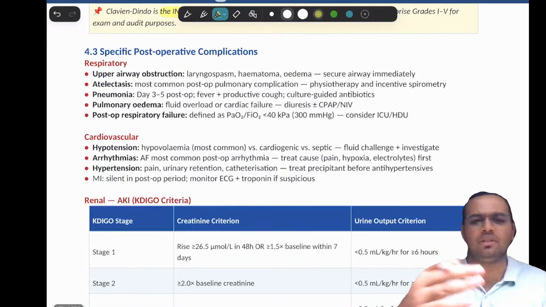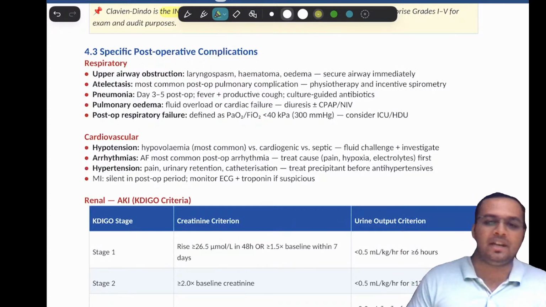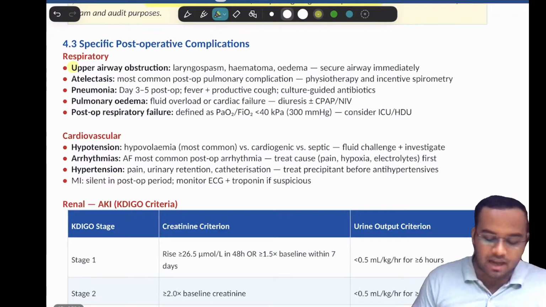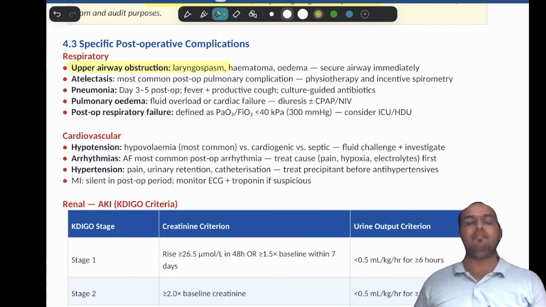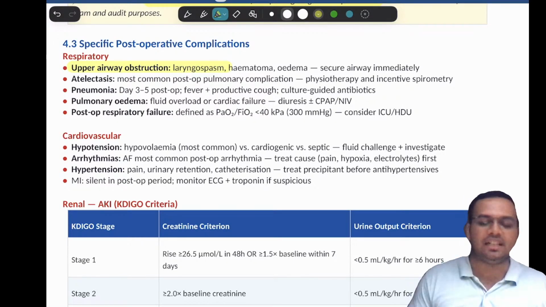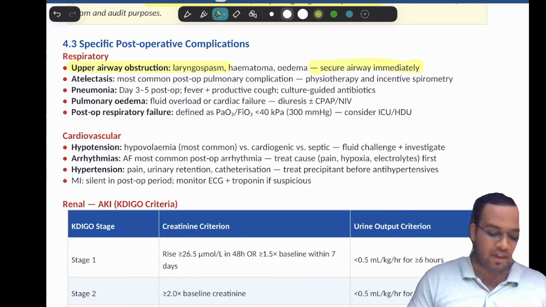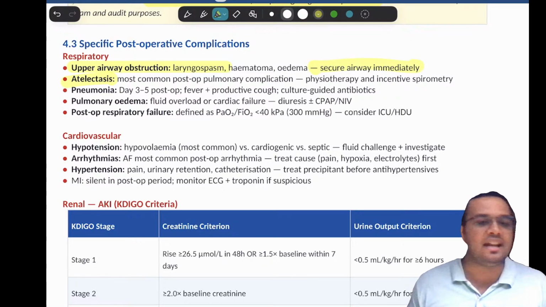Then we are coming down to some simple things. Post-operatively, in each system, what complications can happen. In the respiratory system, there can be upper airway complications because of intubation. There might be some laryngeal edema, there might be some hematoma, and you have to secure the airway immediately. Atelectasis. Why is there atelectasis?